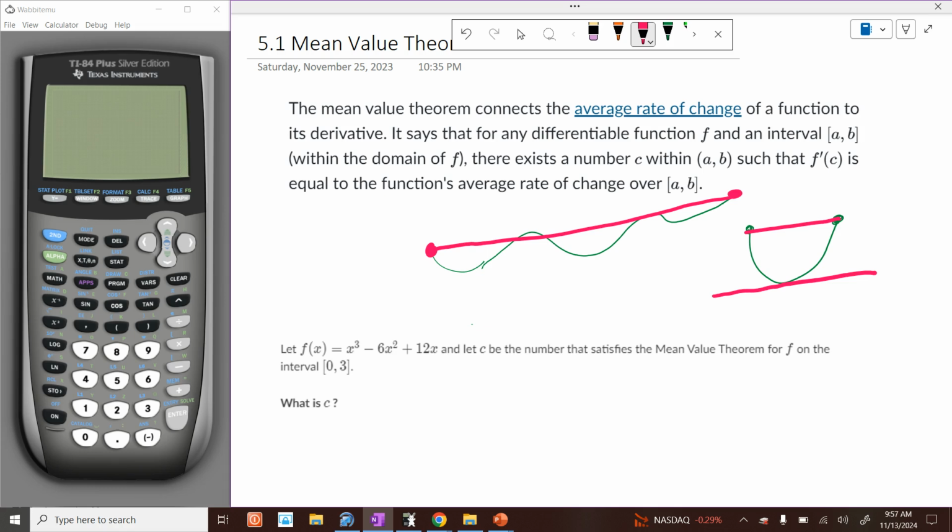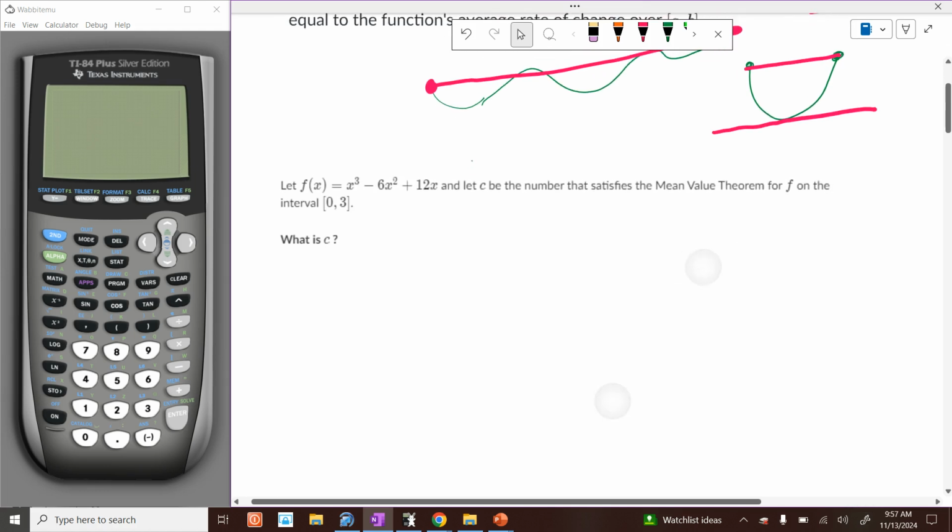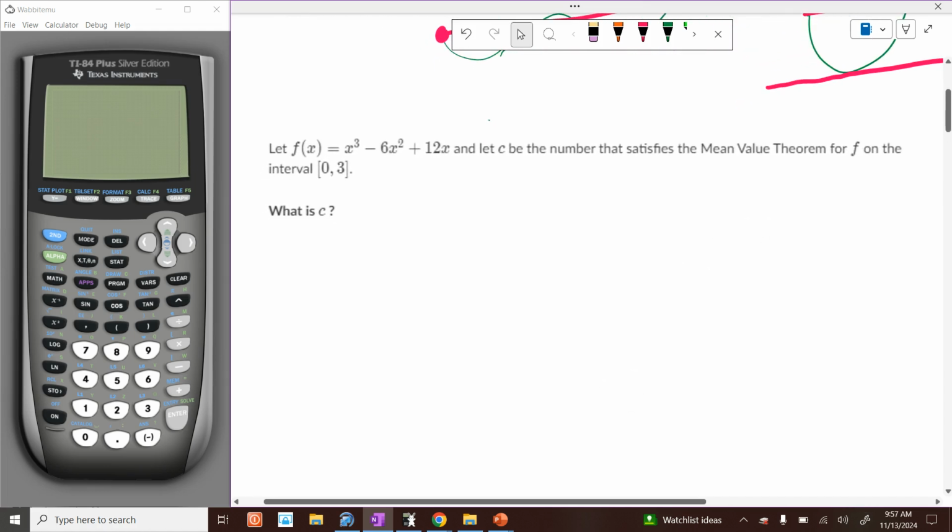Mean value theorem sounds complicated, but it's not so complicated. But you have to follow this: there exists a number somewhere in between where the first derivative is equal to the average rate of change over the function, from endpoint to endpoint. So, let's look at this first one. This is A, this is B.